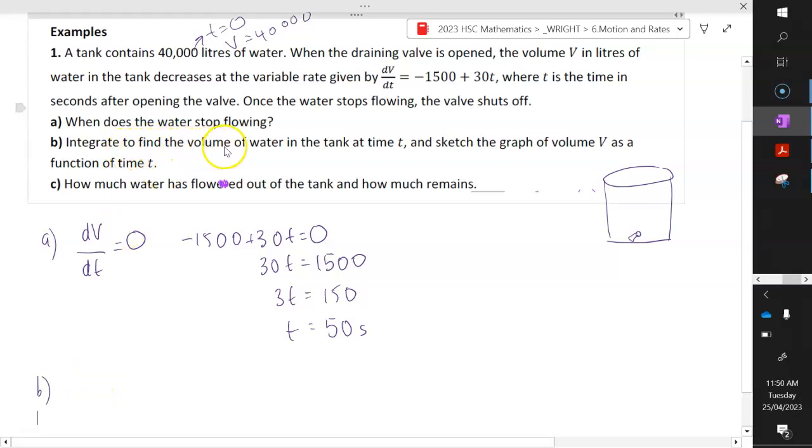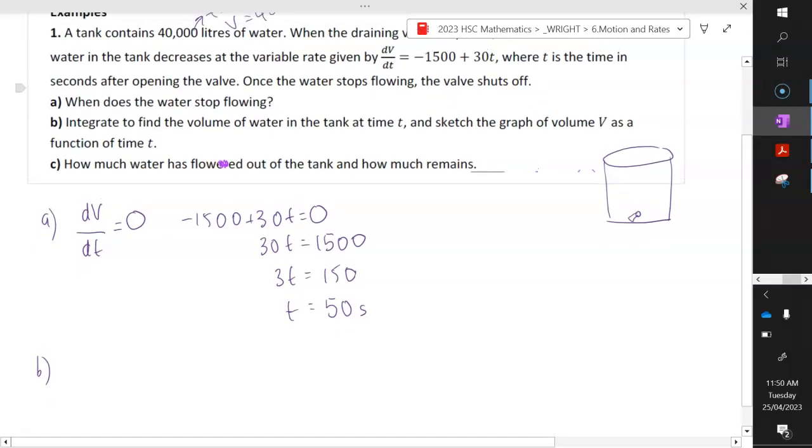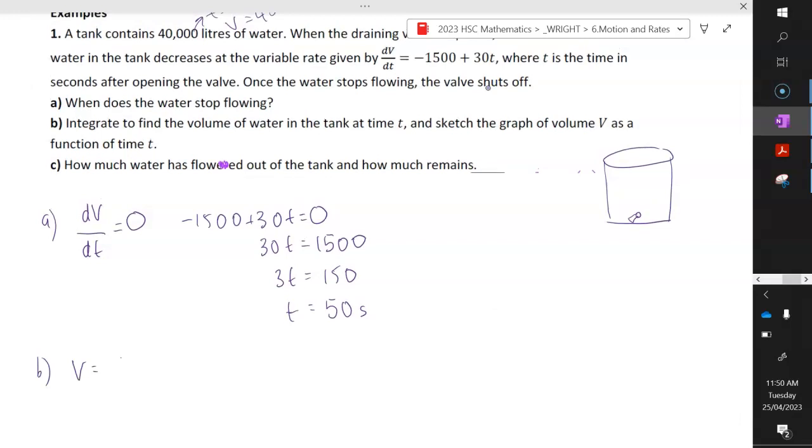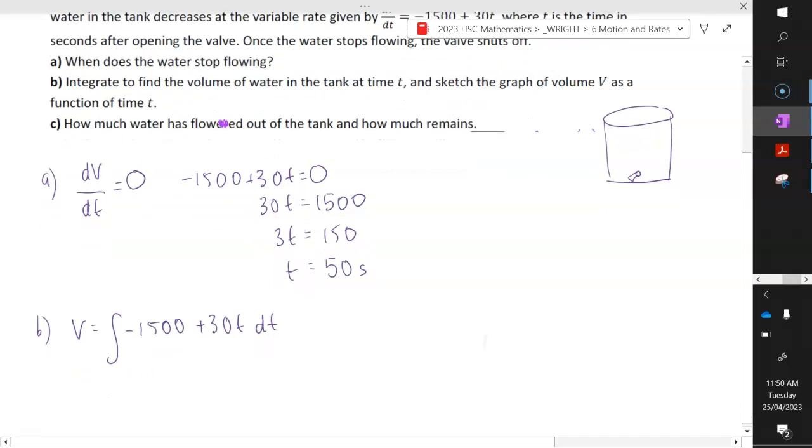Integrate to find the volume of water in the tank at time t. So we've got dV/dt. If we integrate dV/dt, we will get V. And we want to sketch the graph of the volume as a function of time. So remember that in our calculus topics, we're still looking at functions. All of our formulas that we look at, we can still graph. So let's integrate this to start with. To get our volume, we're going to integrate minus 1500 plus 30t, and we're going to integrate that with respect to t because that's our variable.